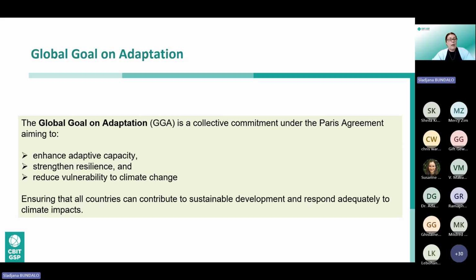reduce vulnerability. And looking at the broader purpose, the global goal on adaptation is about ensuring that all countries, regardless of their development status, can contribute to sustainable development and respond adequately to growing impacts of climate change. That's the global ambition, but one that must be translated into national actions supported by robust monitoring and evaluation systems at the national level.